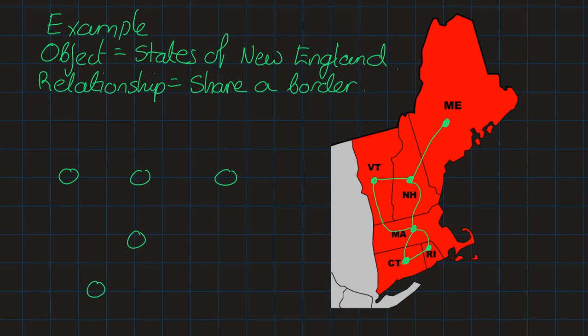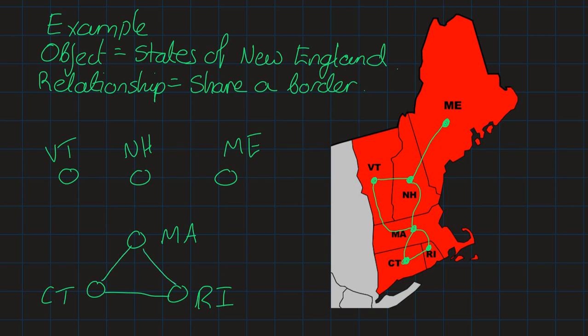So I can redraw it like this. So I've got Vermont, New Hampshire, Maine, Massachusetts, Rhode Island, and Connecticut. And now I can add the appropriate edges like this. So the graphs are exactly the same, right? It's just I used the picture of New England to help me find out what the graph should look like, and then I can redraw the graph in a nicer, more symmetric way.